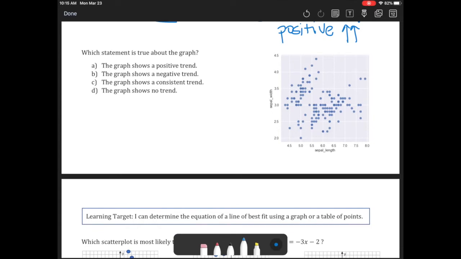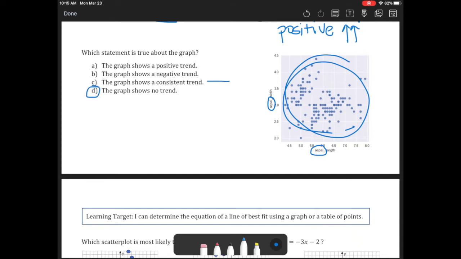Looking at the third one, which statement is true about the graph? Well, let's look at the graph first. I don't know what sepal means, but it doesn't really matter. What we're doing is looking at the pattern of dots, and you see that they are really random. They're definitely not in a line going up or down. So I'm looking for basically one that says no trend, and that would be D.